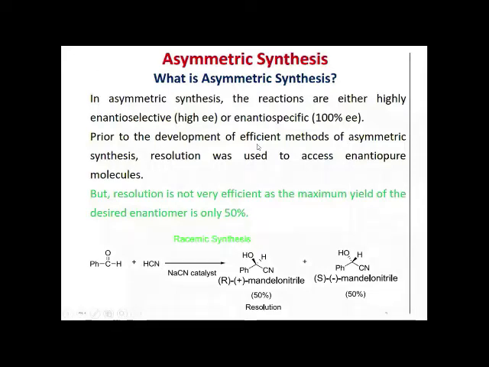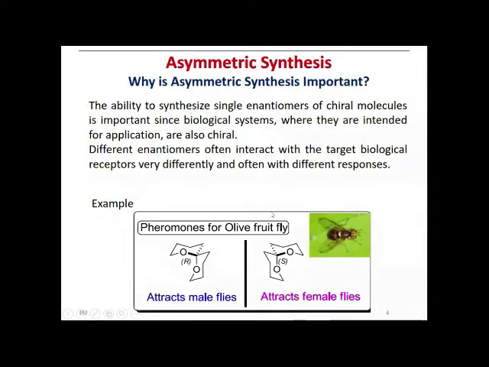Prior to the development of efficient methods of asymmetric synthesis, resolution was used to access enantiopure molecules, but resolution is not very efficient, as the maximum yield of the desired enantiomer is only 50%. Another example is the same here: benzaldehyde with HCN and NaCN, where we get only 50% of the isomer. Now one more example in asymmetric synthesis.